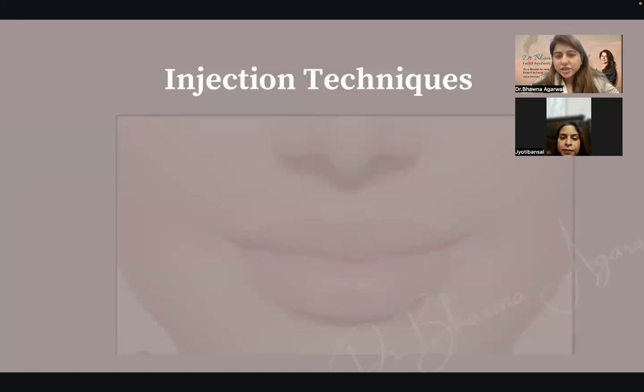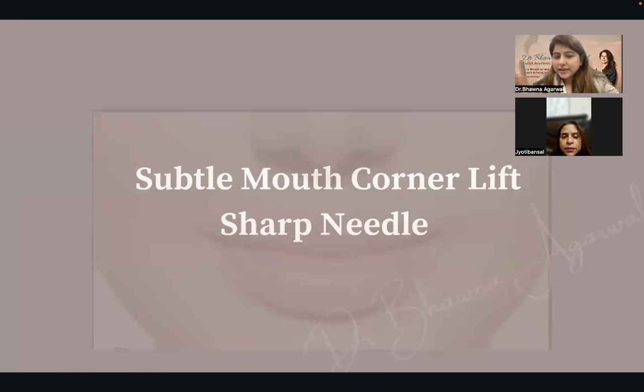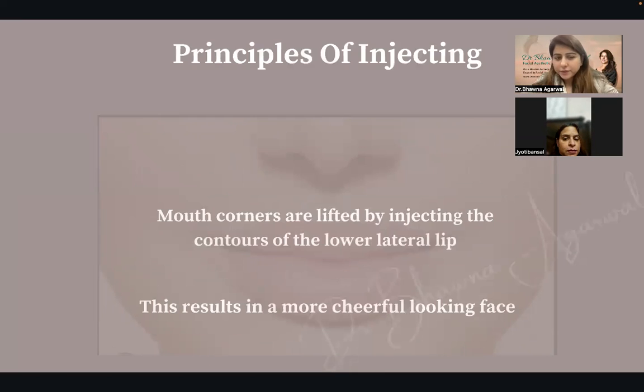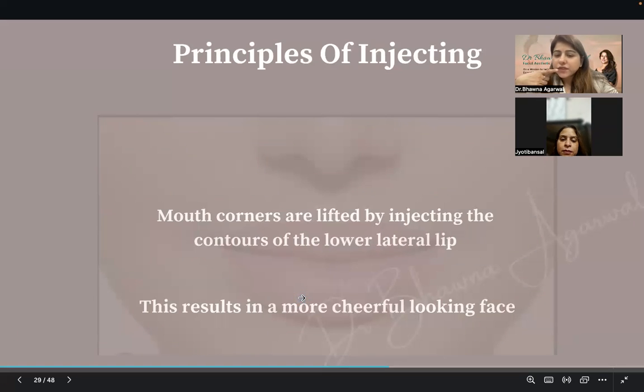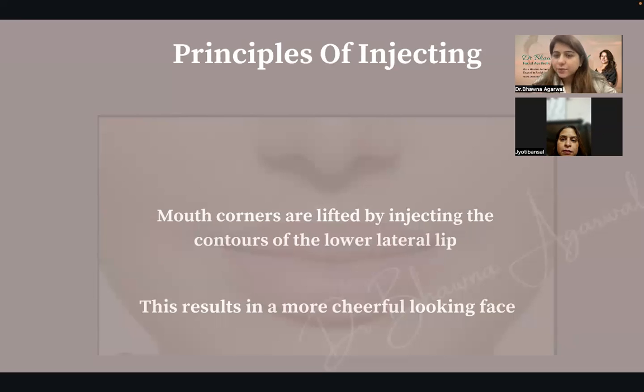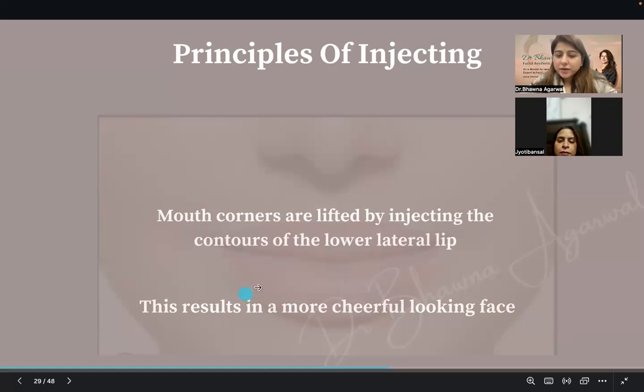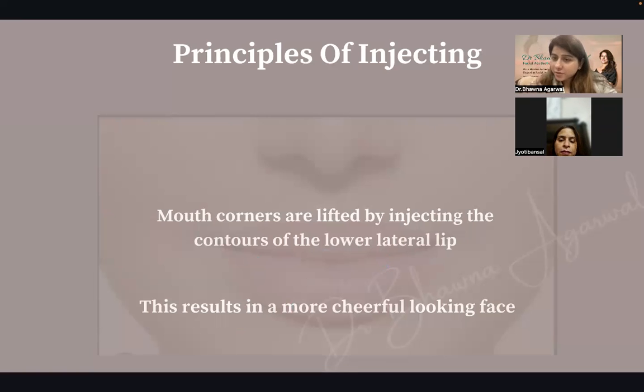Okay. So now we are coming to the injection techniques. There are two techniques. One is the subtle mouth corner lift with a sharp needle. In this, what is the principle of injecting? The mouth corners are lifted by injecting the contours of the lower lateral lip only. Now, in this case, we are assuming that the factors above have been dealt with. Now we are addressing the downturning. So we are lifting the mouth corners by working on the lower lip only. The contribution of uplift is first by the lower lip and secondly by the upper lip. So this results in a more cheerful looking face.